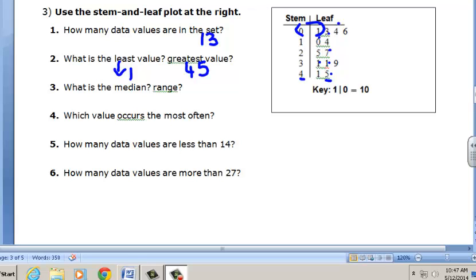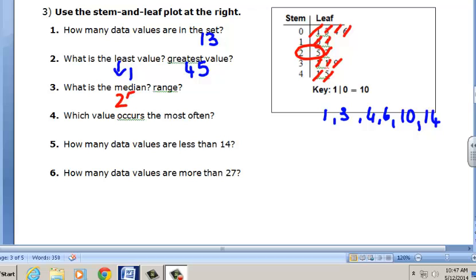What's the median? There are a couple of ways to do the median. You can write them down again: 1, 3, 4, 6, 10, 14, and so on. Or, and this is how I prefer to do it, you can just cross out smallest, largest, smallest, largest, and so on, and you end up with 25. So that's the median. What's the range? The maximum was 45, minimum was 1. Range is 45 take away 1, which is 44.